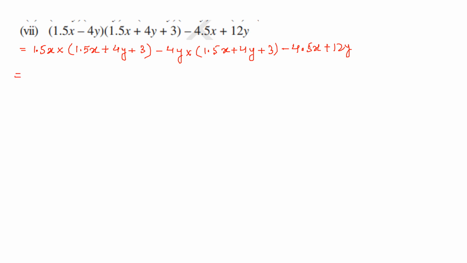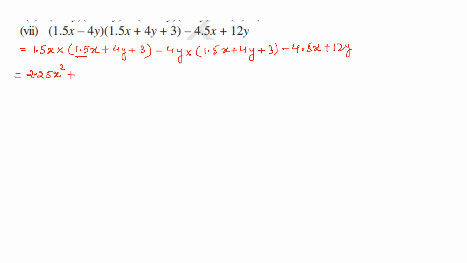Now start multiplying 1.5x into 1.5x. So we know that 15 square is 225, right? So 225 you have to write, and then 1.5 has one digit after the decimal, here also 1.5 has one digit after the decimal, so 1 plus 1, 2. So your product should have two decimal places. It means you have to place the decimal point over here, and x into x will give x square.